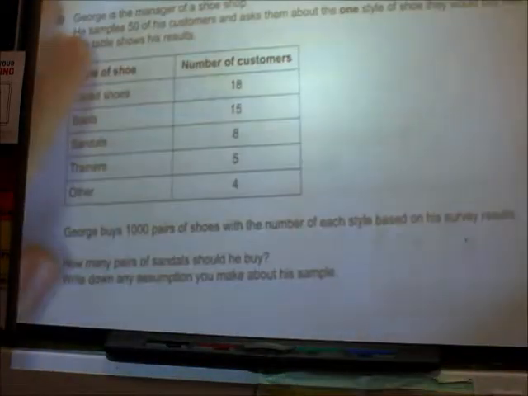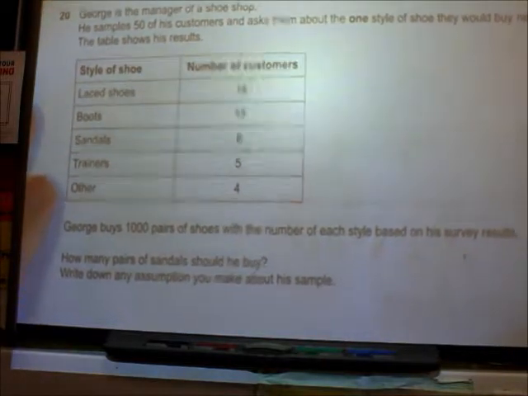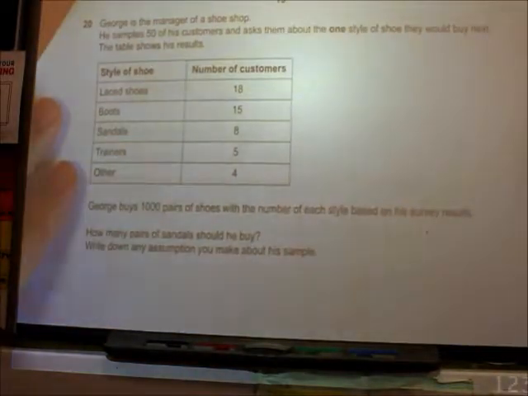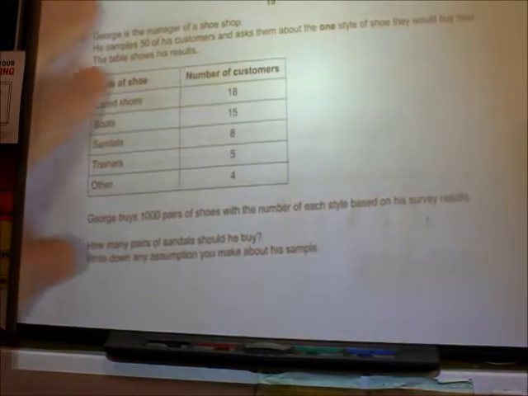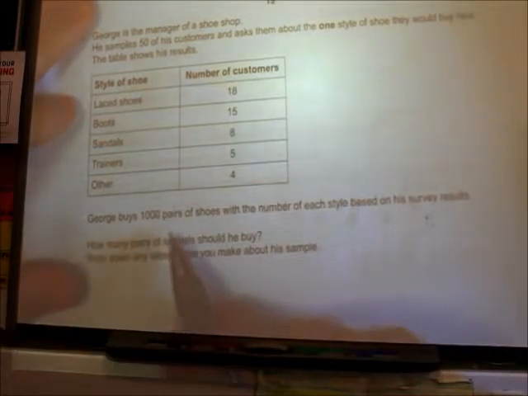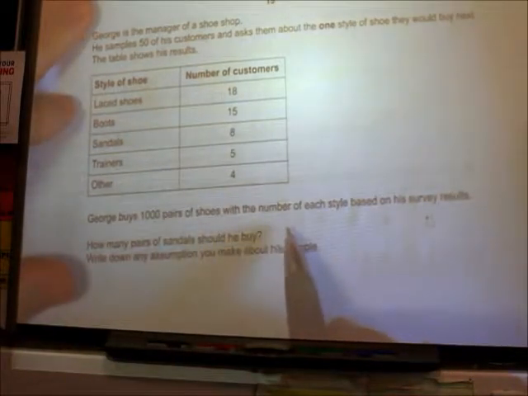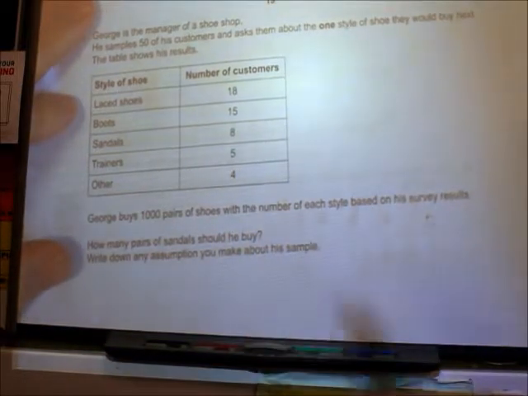Moving on, question 20. George is the manager of a shoe shop. He samples 50 of his customers and asks them about the one style of shoe they would buy next, and the table shows his results. So George buys 1,000 pairs of shoes with the number of each style based on the survey of his results. How many pairs of sandals does he buy?